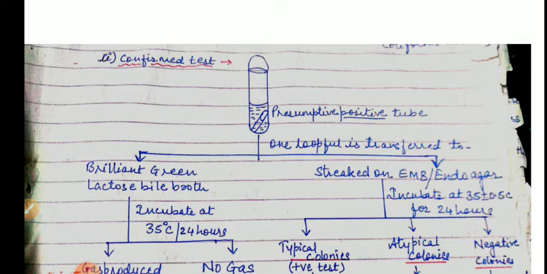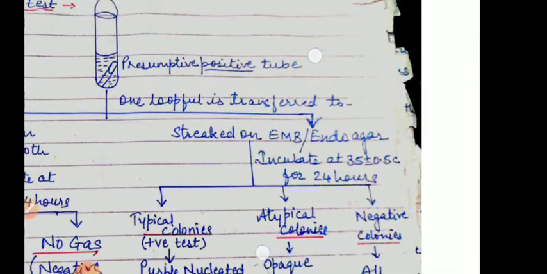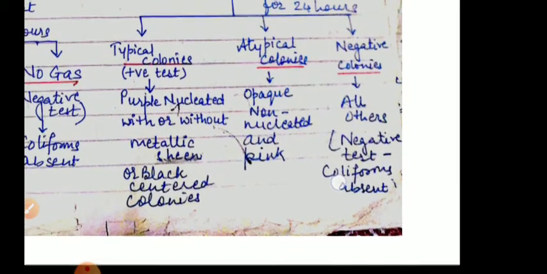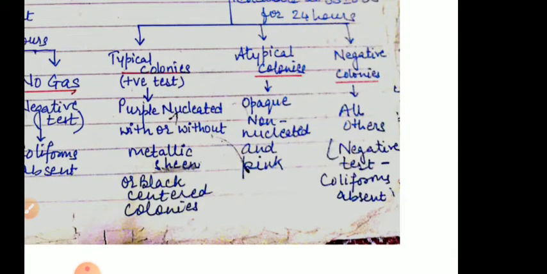If you get gas production in BGLBB, then a loopful of culture from this positive BGLBB is streaked on the surface of EMB or Endo agar, and we look for the presence of typical or atypical colonies. Incubate the plates at 35 to 37 degrees Celsius for 24 hours, and check for the appearance of colonies.